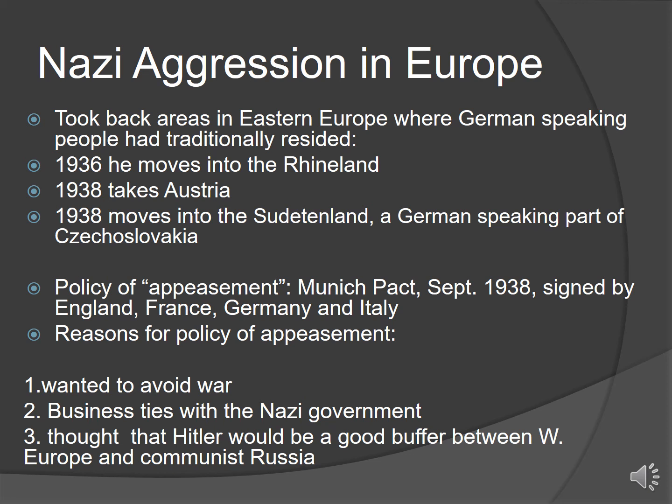But the reason why the Allies believed him is because they wanted to believe him, and they wanted to believe him for these three reasons. Number one, they wanted to avoid war. Number two, a lot of these countries had business ties with the Nazi government. This was true for England, France, and also for the United States at this time. Number three, the Western European countries actually believed that Hitler was a better option than Stalin. They preferred Hitler over Stalin, and so they figured Hitler would create this buffer zone between Western Europe and the Soviet Union. And so they figured, well, if we could pick the lesser of two evils, we'll choose Hitler over Stalin. So for those three reasons, France and England agreed to the Munich Pact, carried out this policy of appeasement.